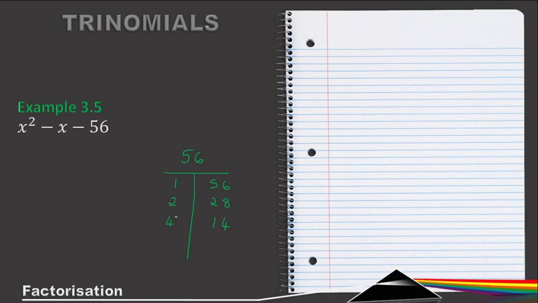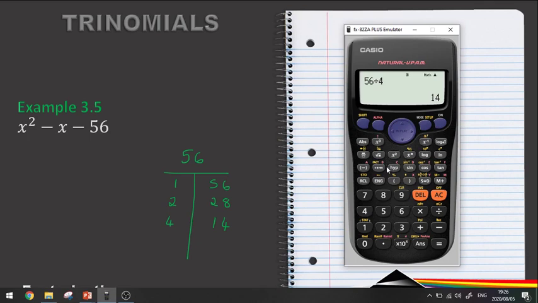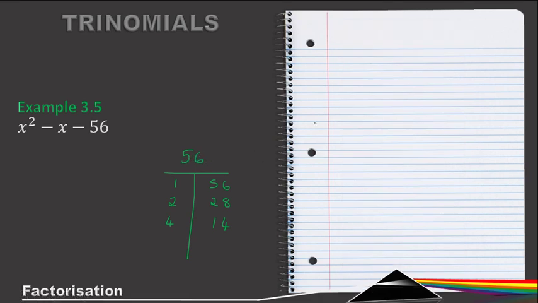And then we have 6. Let's try. I don't think 6 can go in there. So you say 56 divided by 6. No. And then I know that 7 can, because we have 7 times 8. So 7 times 8 also gives us 56.